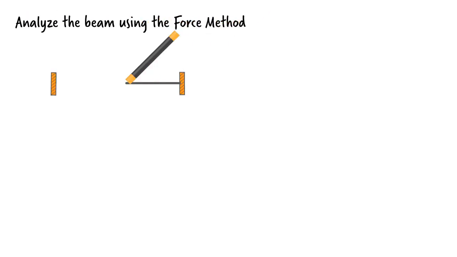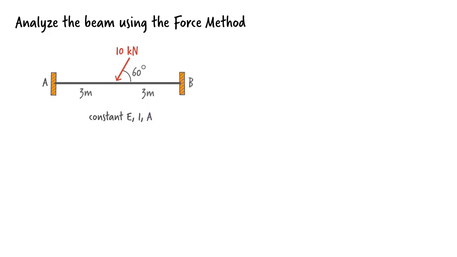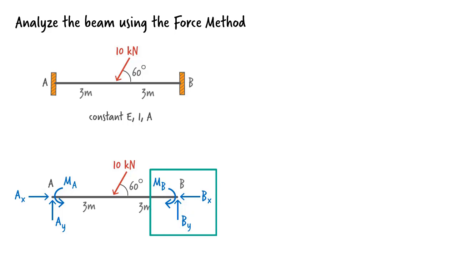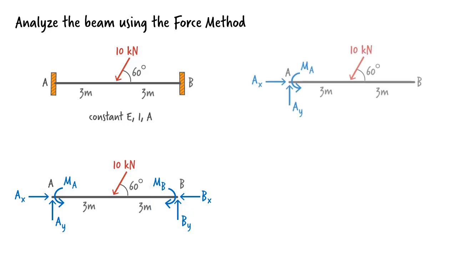We wish to analyze an indeterminate beam, using the force method. The beam, fixed at both ends, is subjected to an inclined force. There are 6 unknown support reactions. This means there are 3 redundant reaction forces. Let's make the reactions at B redundant. That gives us a cantilever beam, which is going to deform like this.